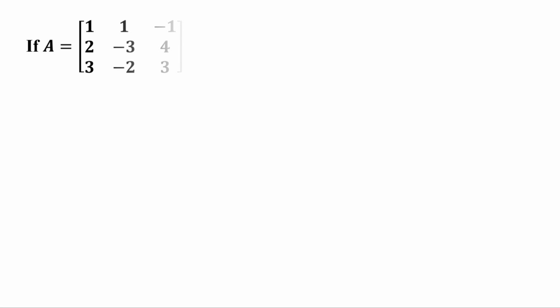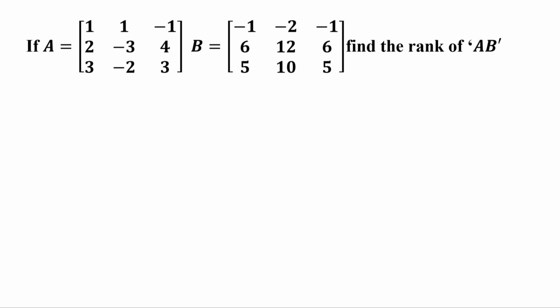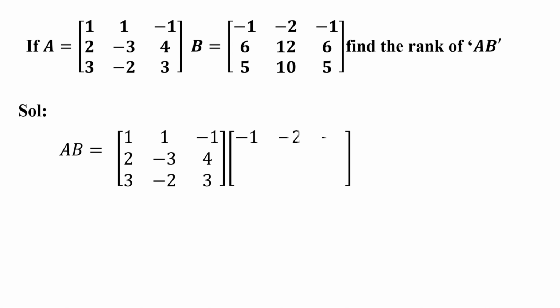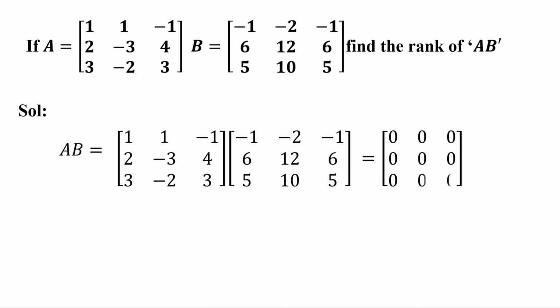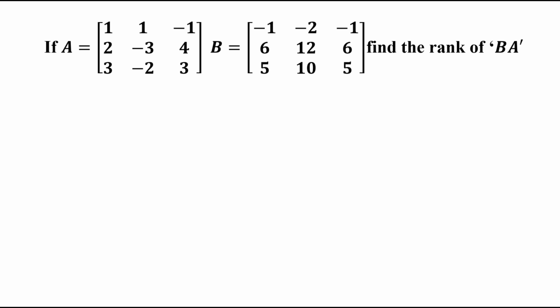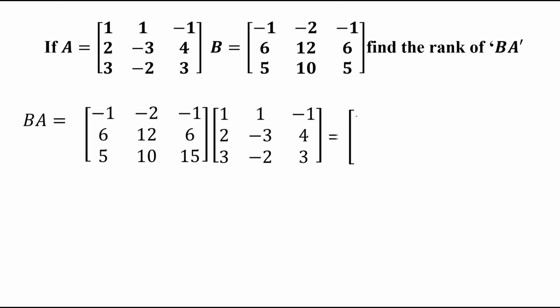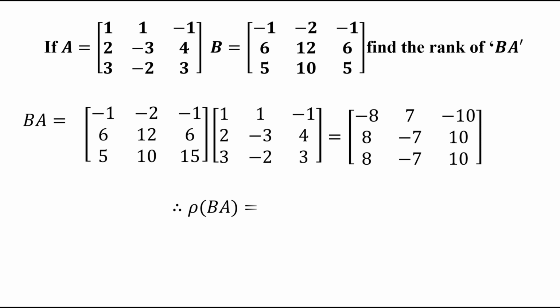For the same matrices, we are asked to find the rank of AB. Matrix multiplication can be easily done using calculators. So if you multiply matrix A with matrix B, you get a 0 matrix. We know that the rank of a 0 matrix will be 0. The last question is left as an exercise. Matrix A and matrix B are given to you. You have to find the rank of matrix BA. To make it easier, I have done the multiplication for you and the resulting matrix has rank 1.